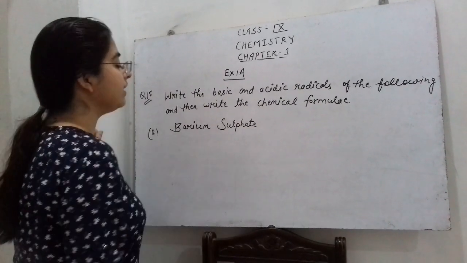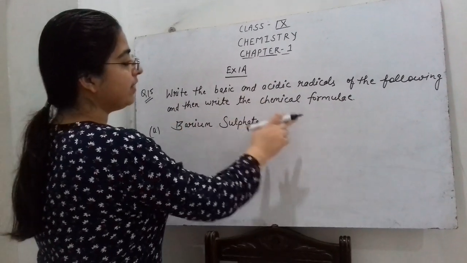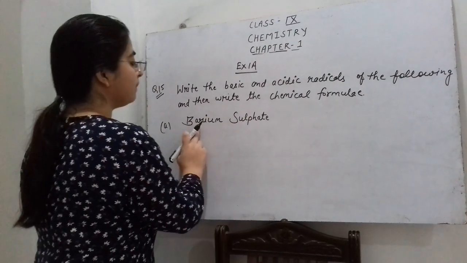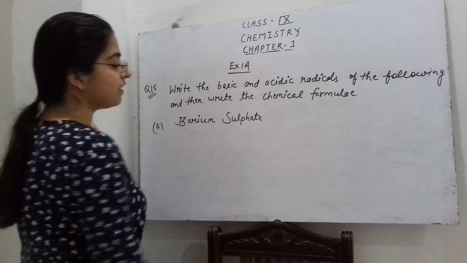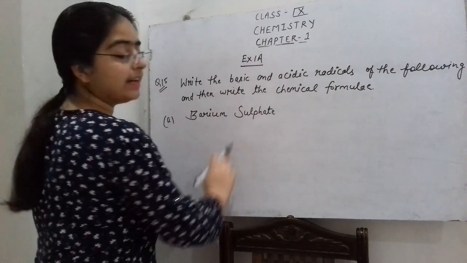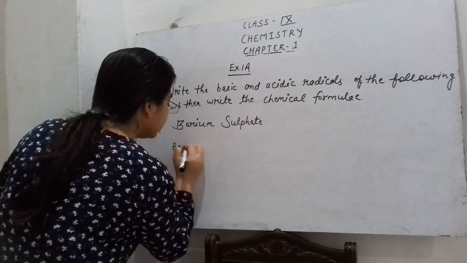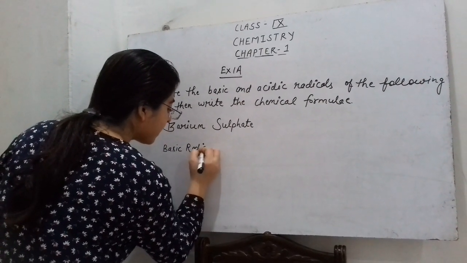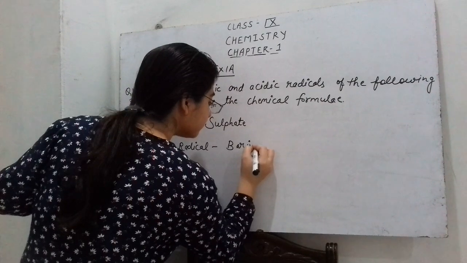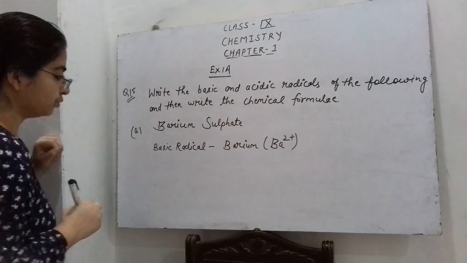Now in question number 15 we have to write the basic and acidic radicals of the following and then we have to write the chemical formulae. Let's take one part, barium sulfate. First part is barium sulfate. This compound's name is given. We have to write the basic radical and the acidic radical first of all. So here the basic radical is barium. Its symbol is Ba and the charge is +2.